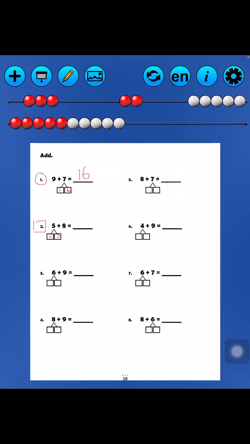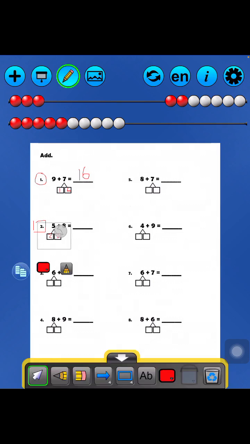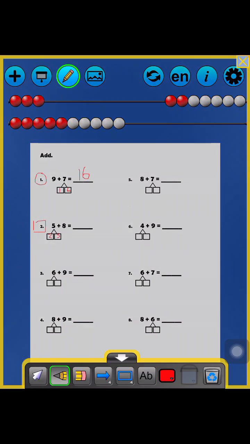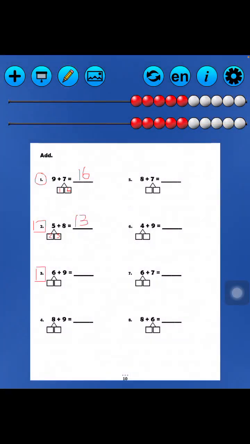Now in the second row, we move 2 beads to the left, and then in the first row, we move 2 beads back to the right. So 5 plus 8 equals 10 and 3. That means 13. Okay, now we move on to question 3. We need to find 6 plus 9.